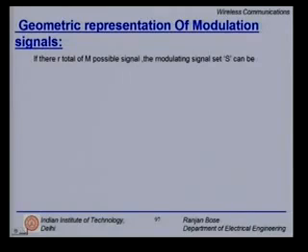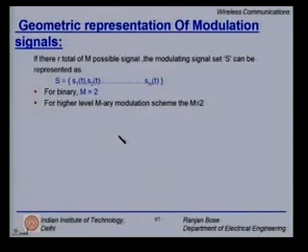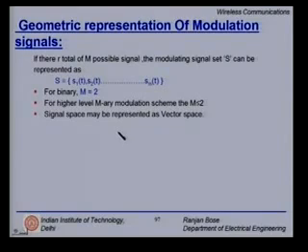If there are a total of M possible signals, the modulating signal set S can be represented as S = {s1(t), s2(t), up to sM(t)}. So, what we are trying to do is we have M possible signals to be sent, and for the binary case M is just 2. So, you can send 1 or 0 by representing it using s1 or s2. For higher level M-ary modulation schemes, M greater than 2, the signal space may be represented as a vector space.